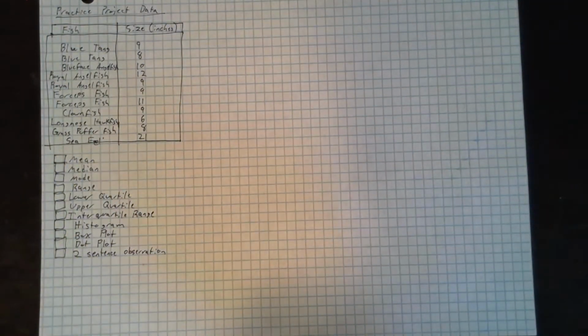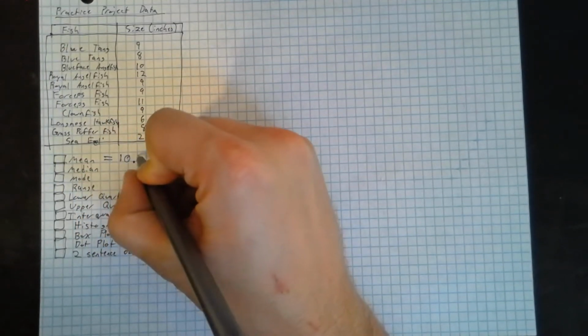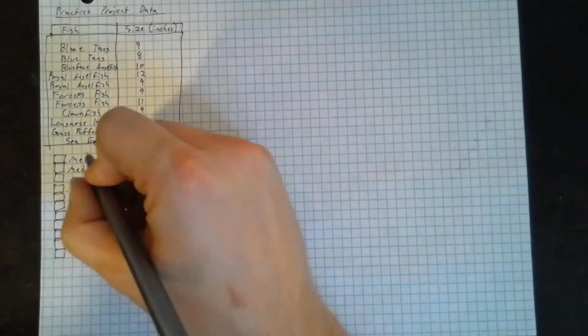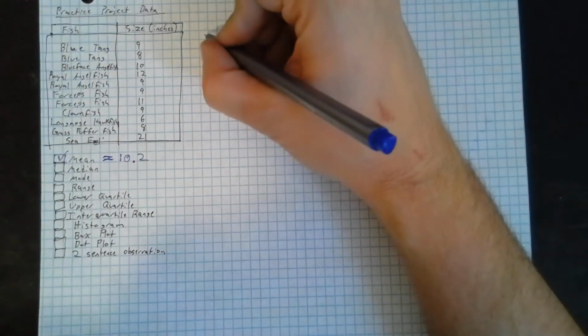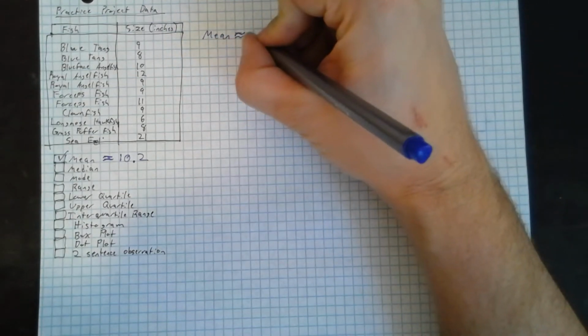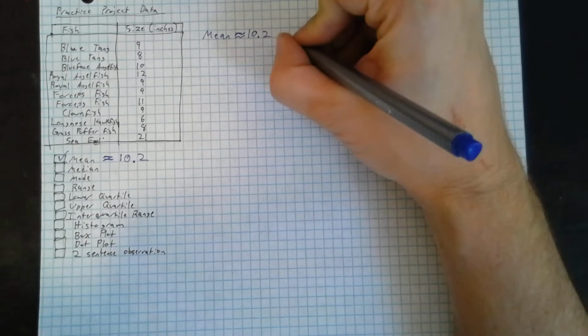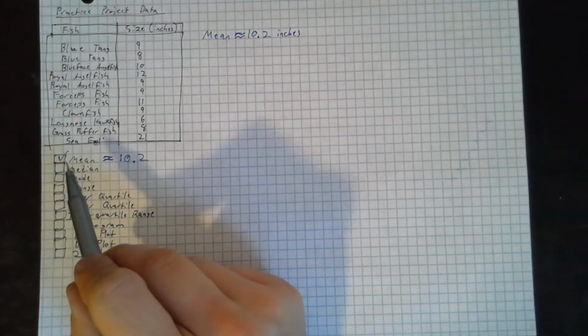So let me set this aside. My mean is going to be equal to 10.2, just about. Okay? So that is a check for the mean. So I can go ahead and create all of this over here. The mean is about 10.2 inches. There we go. That's the first part of my project done.